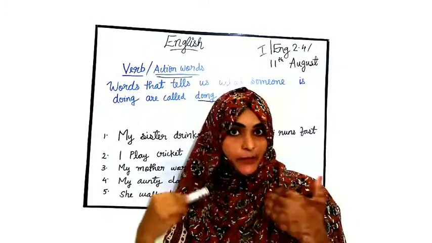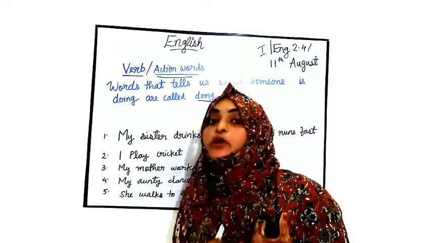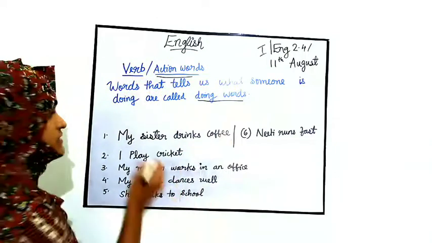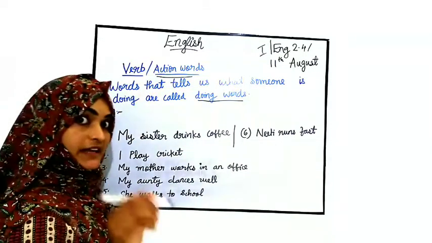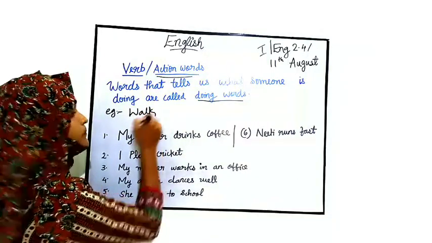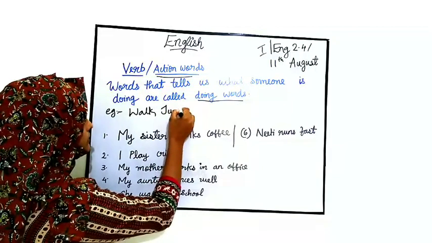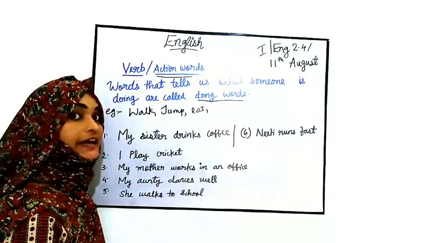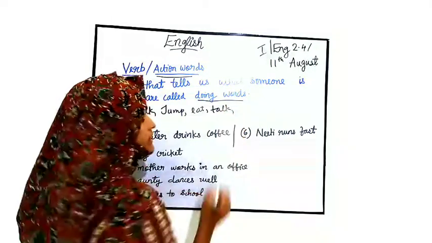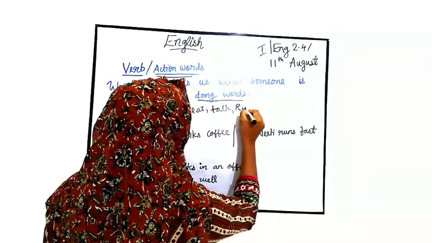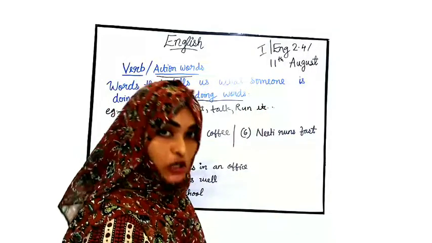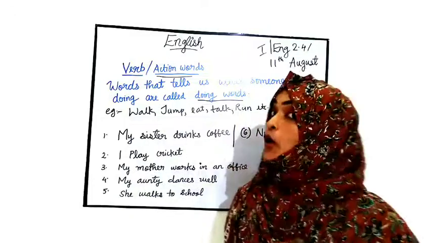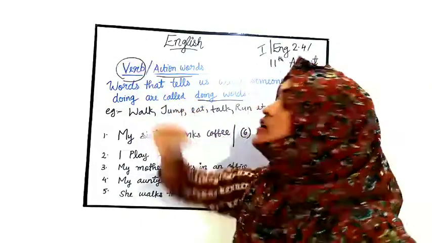Like Shafna miss is teaching. So I am doing the action, teaching. Can you tell me some examples of these action words? Yes, very good. Walk, then jump, eat, then talk, then run, etc. are called verbs. So all the action words are called verbs.